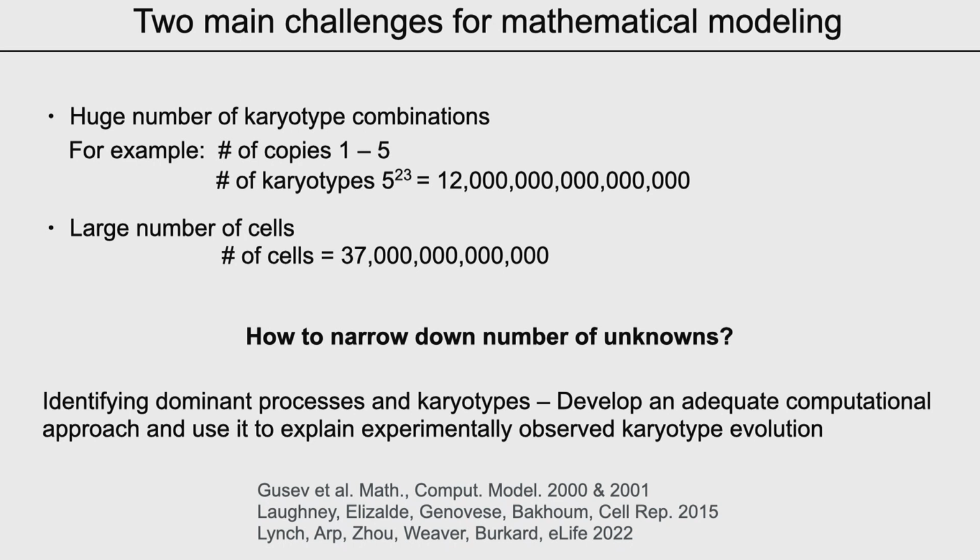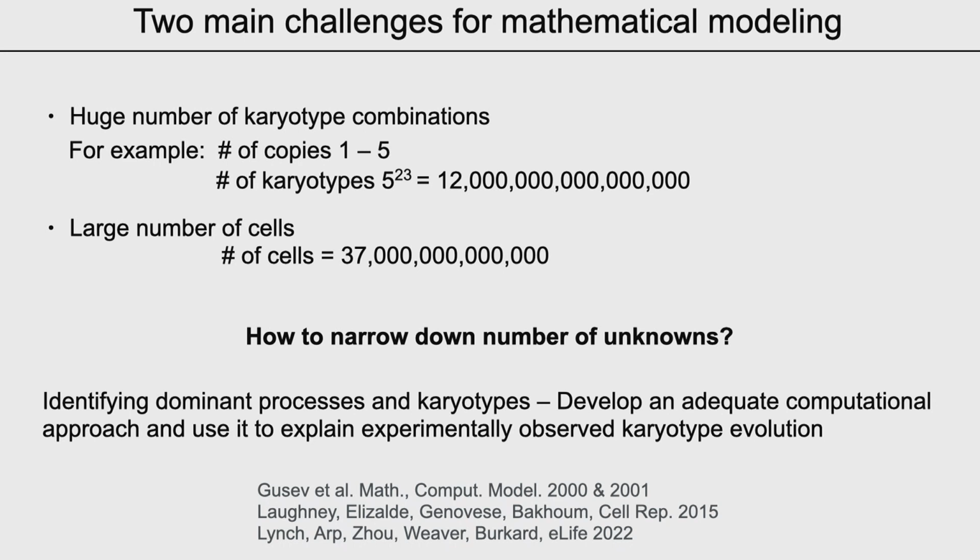All we can do here is try to narrow down the number of unknowns. An additional problem is that we are not dealing with a small number of cells. For instance, this is the number of cells in the human body. If you want to calculate, we need to take into account that we are dealing with a really big number of cells. And the question is now how to narrow down unknowns here.